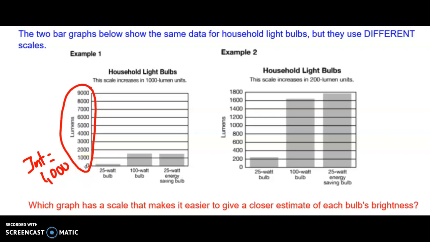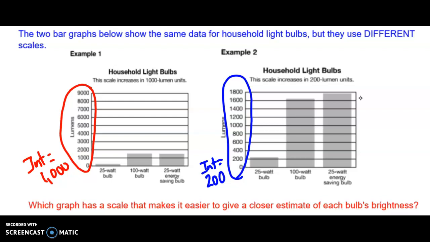Now let's jump over and look at example 2. Okay, so in example 2, we have a scale that goes from 0 to 1,800. Ooh, that's a lot smaller compared to going to 9,000. And when we look at our interval here on this second one, it's jumping from 0 to 200, 200 to 400. So our interval is 200. And then look at how the information is plotted on that graph compared to example 1. Okay, so just kind of analyze both of those graphs.